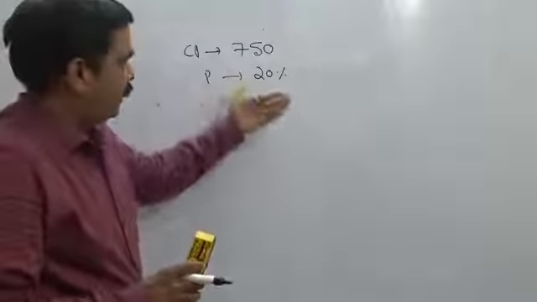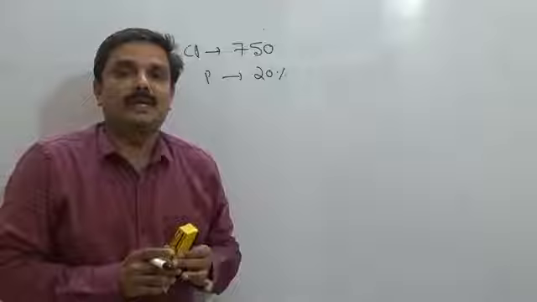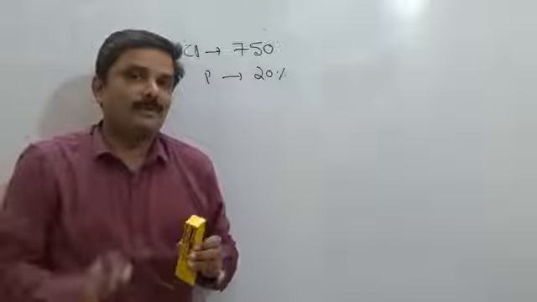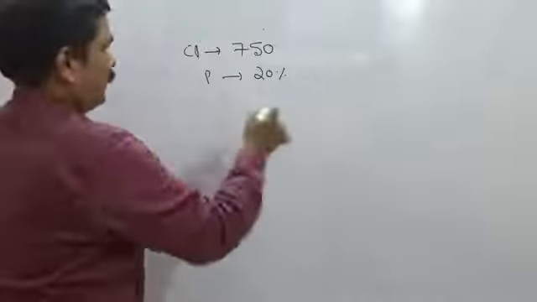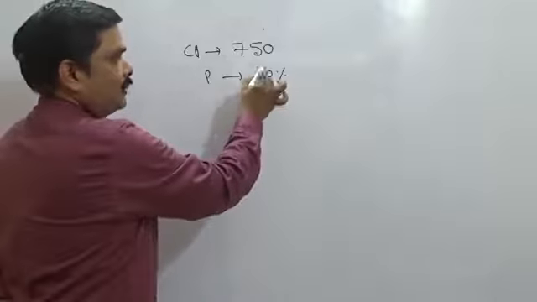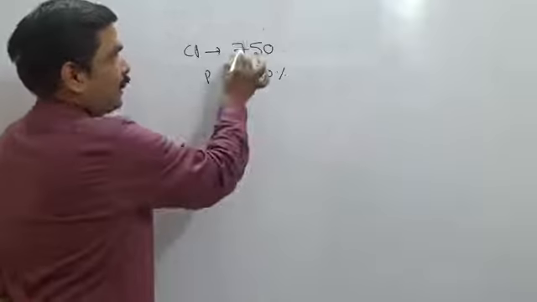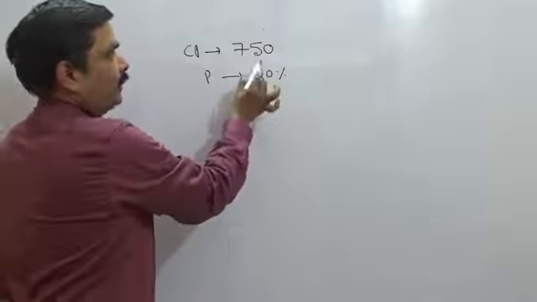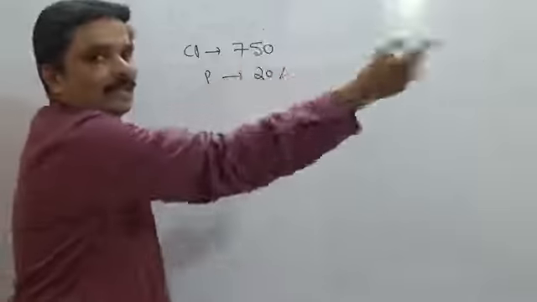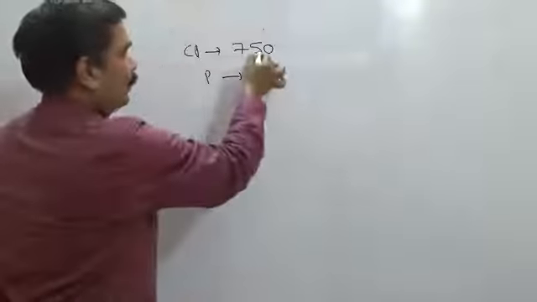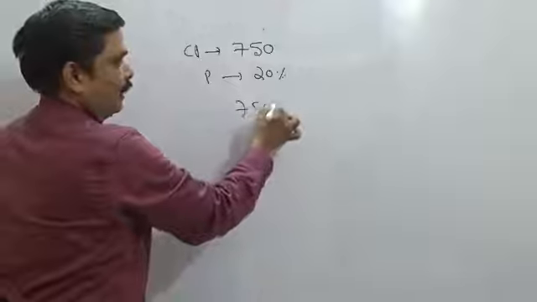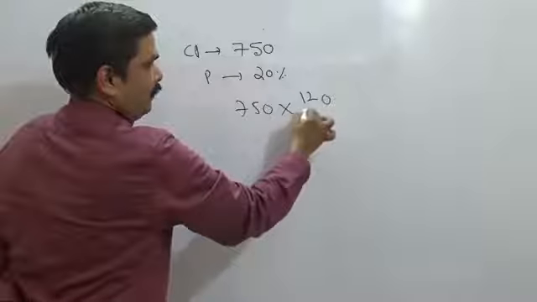Here, straight away you can go for the question without using any formula. Don't use any formulas. For that reason only, I am starting the questions in this way. Now, obviously, profit percentage means to go for the selling price. Cost price plus 20% of the cost price will give you the selling price, because he wants to get a profit of 20%. In this case, obviously 750 into 120 by 100.